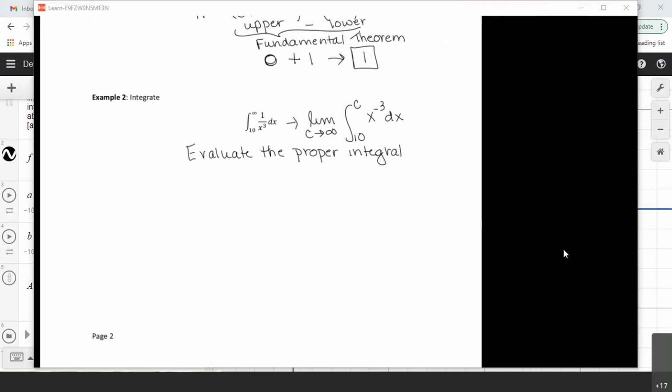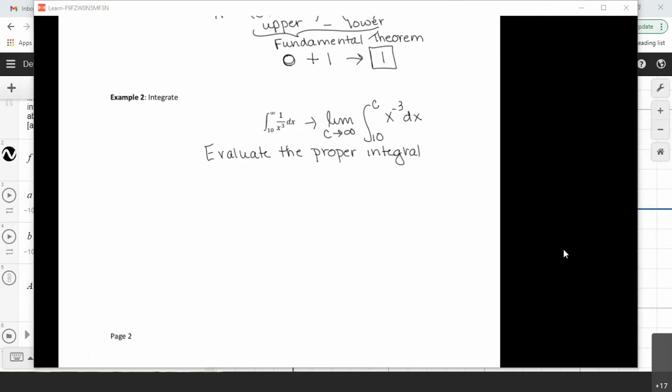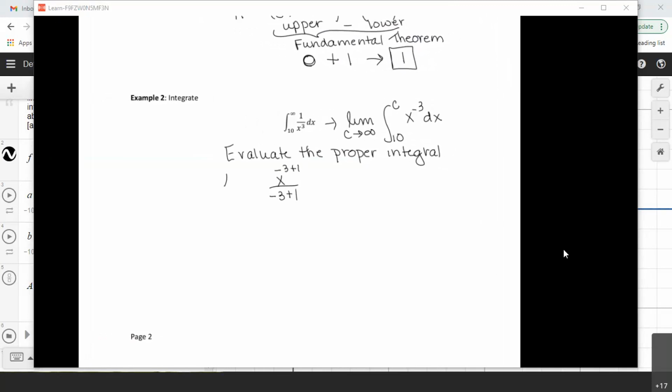Okay, and that means just do the antiderivative. So basically that's going to say use the power rule. I'm going to add 1 to the exponent and write that over the new exponent. I have to remember to not lose my limit statement. And now this is evaluated from 10 to c.